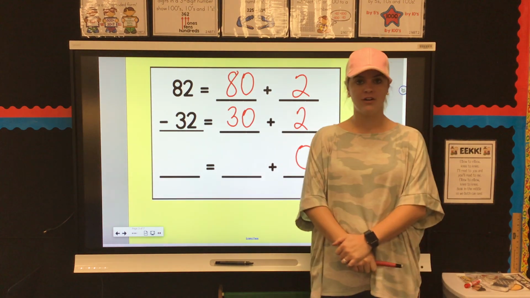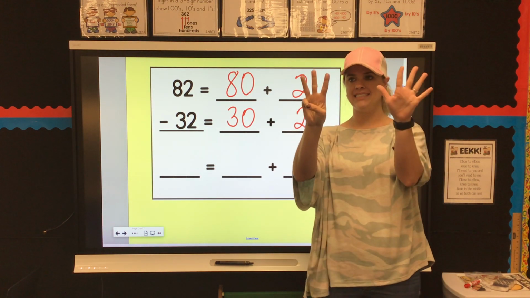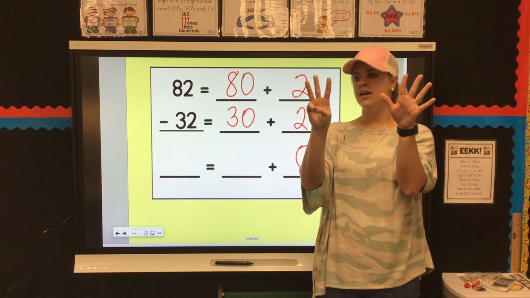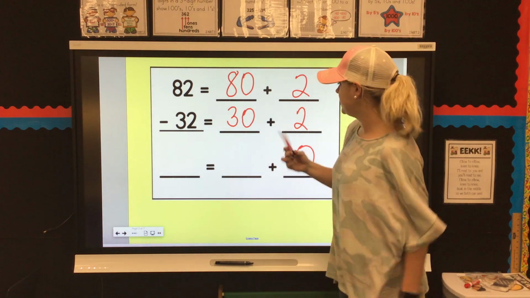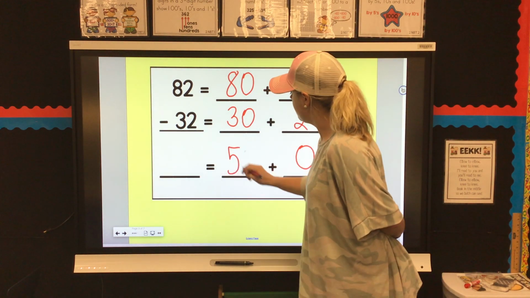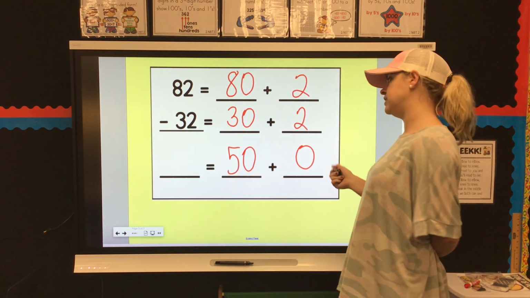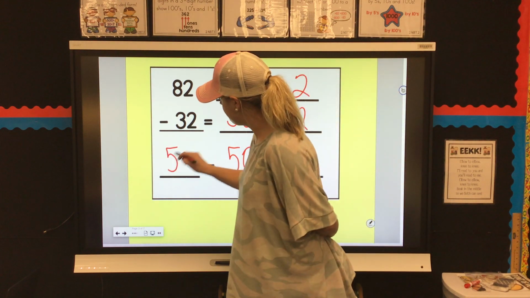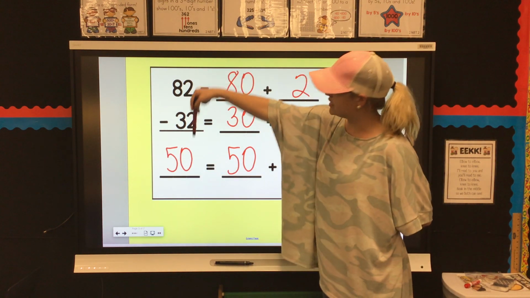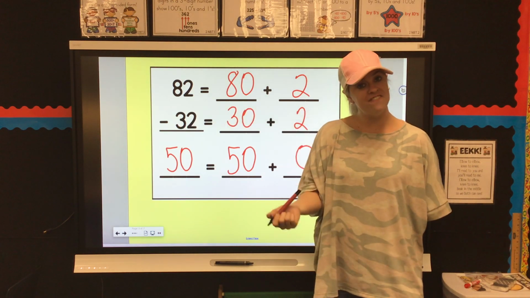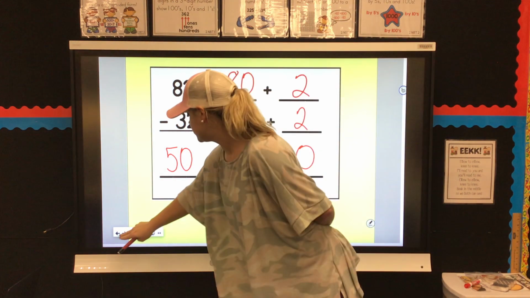80 minus 30. Pretend that's 80. 70, 60, 50. So 80 minus 30 equals 50. And 50 plus 0 equals 50. So we see that 82 minus 32 equals 50. Very good. All right, let's try another one.